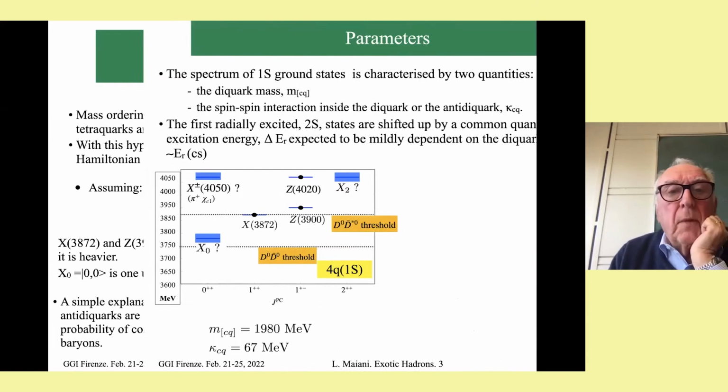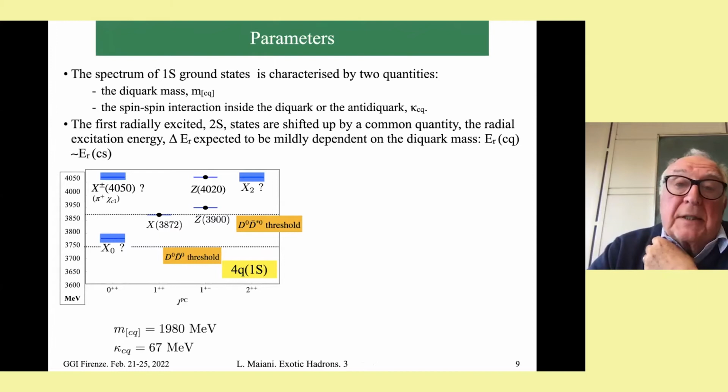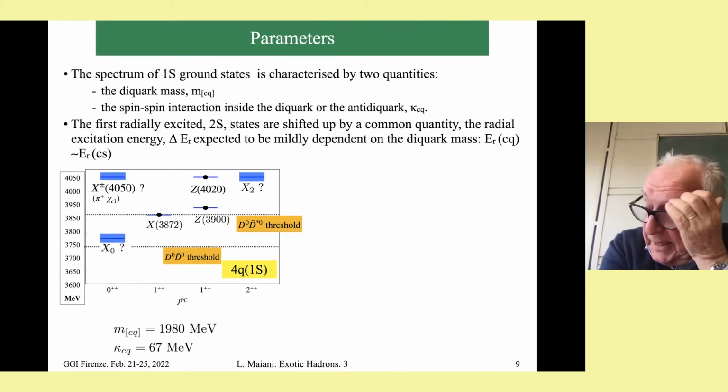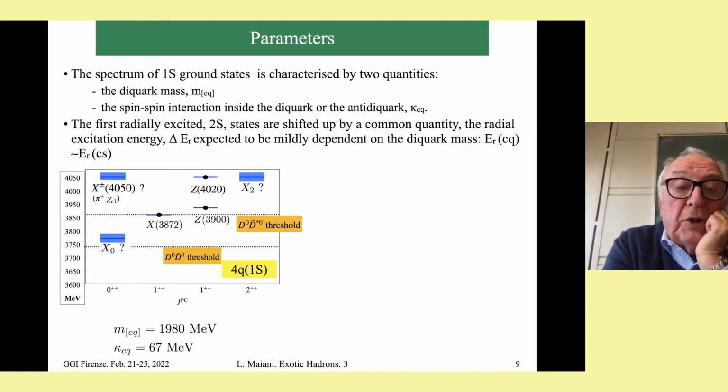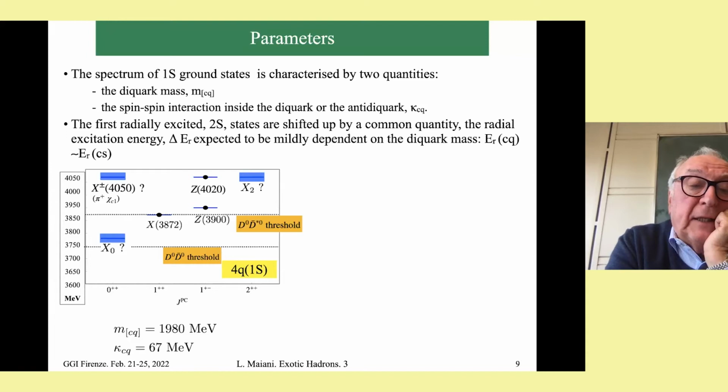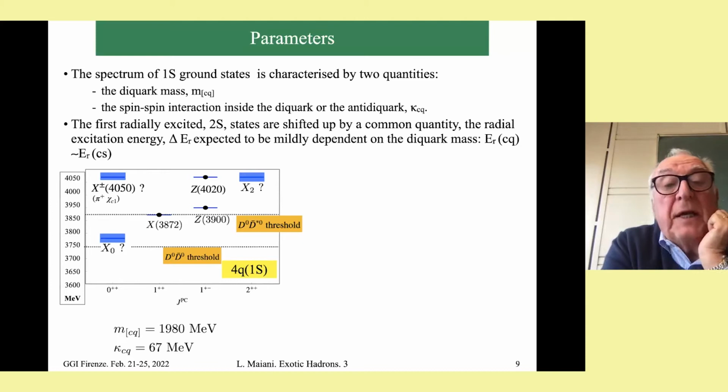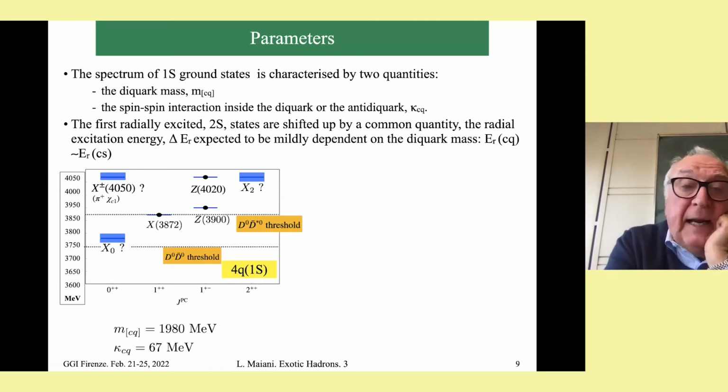Now I can present you a spectrum of this simple multiplet. You have, as I said, at the center, the positive charge conjugation X3872, which is essentially degenerate with the Z3900. X3872 is 1++, and the Z3900 is 1+-. With the same 1+-, you have another tetraquark which is higher. And there is a separation.